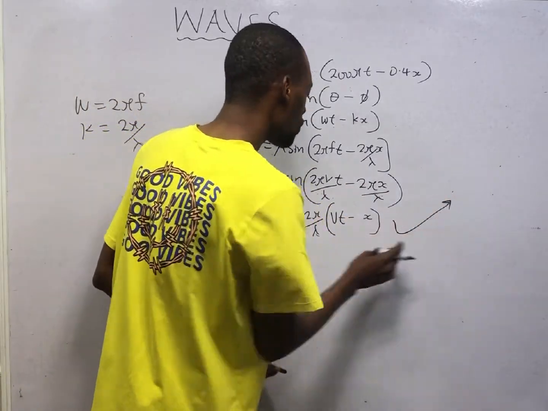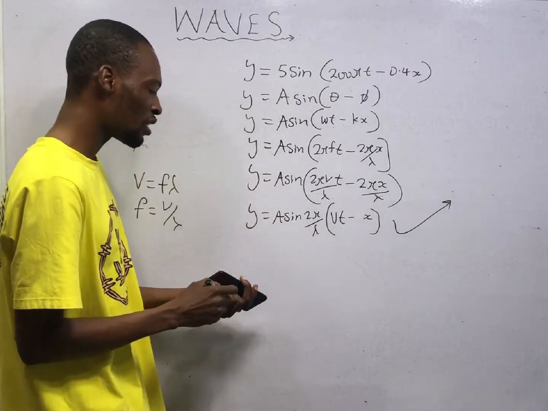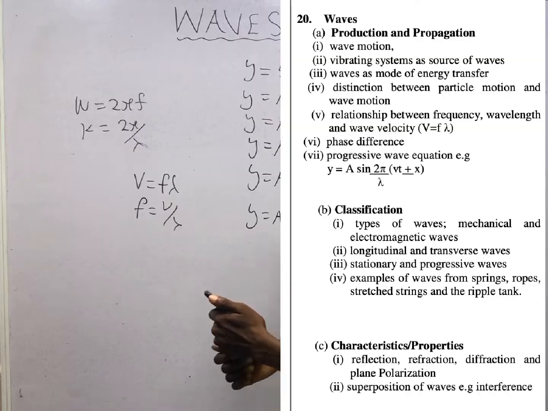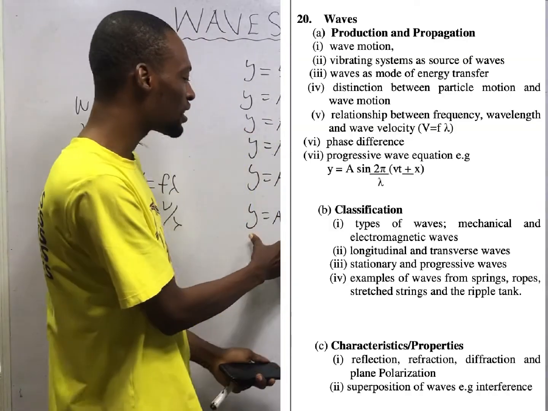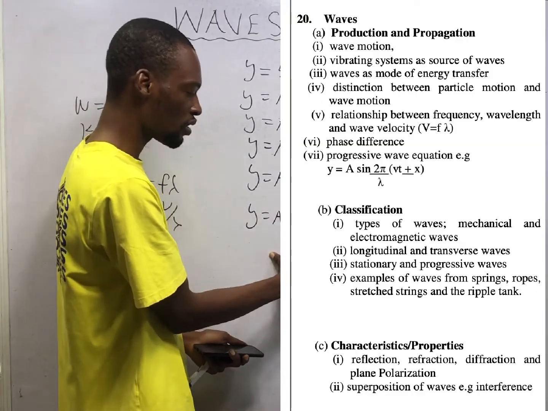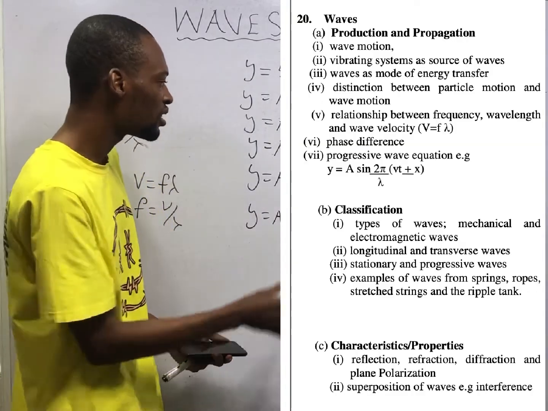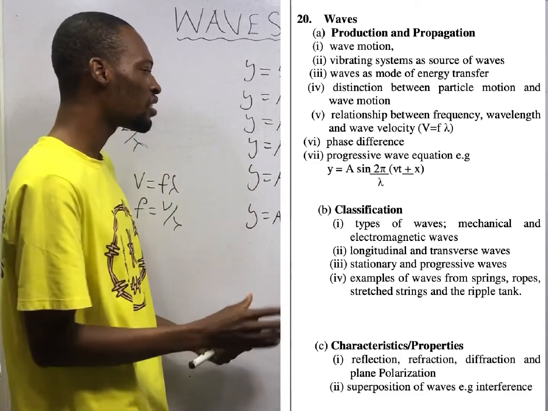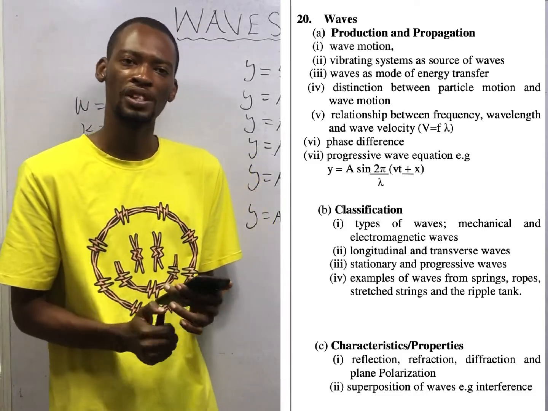This one is what is shown in your JAMB syllabus. When you see your JAMB syllabus under waves, you see the equation of progressive waves, and they will give you something like this. So this is how they arrived at this equation. But most times, for calculation, this one alone is enough for you to solve. I am doing this for you to be exposed to every one of the equations.